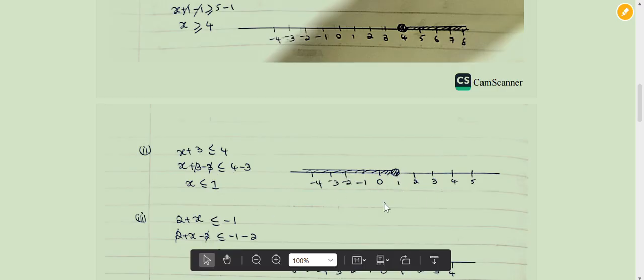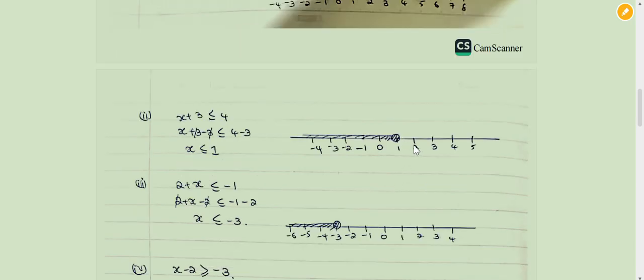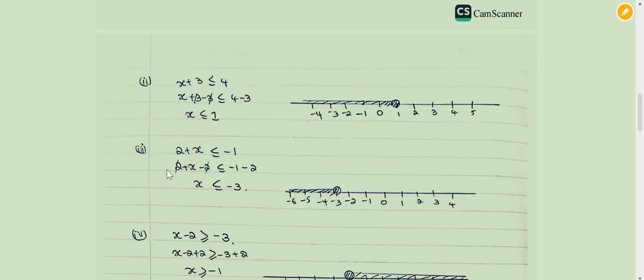So positive 1. Firstly you draw a number line also, draw a circle on positive 1 and shade it. Why do you shade? Because this has an equal sign, right? So an equal sign means you shade, and x is less than positive 1, no? So less than positive 1 means you shade this region. Okay.